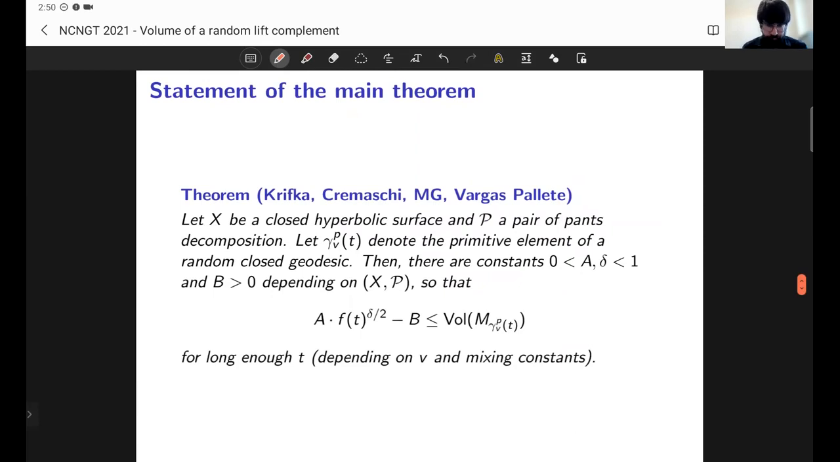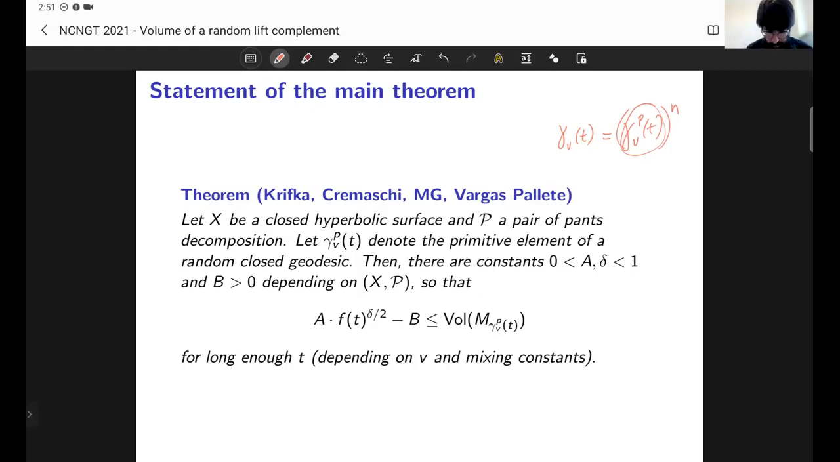So here's the statement of the main theorem, and with this I will end this first part of the talk. What we show is that if you start with a closed hyperbolic surface and a pair of pants decomposition P, and you pick the primitive element of a random closed geodesic, since the random closed geodesic that we constructed need not be primitive in principle. In general, such constructions of random closed geodesics can give you non-primitive curves. But if our curve gamma of t is non-primitive, then it's a power of some primitive curve, and we can always take this primitive curve.